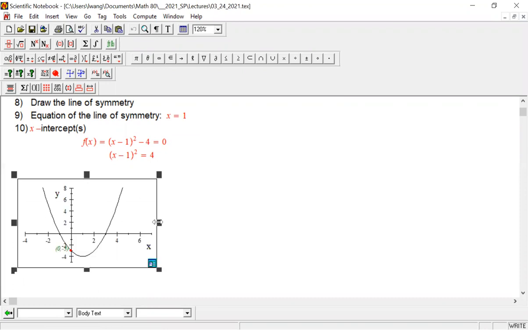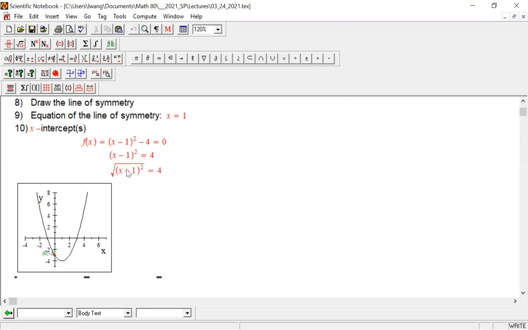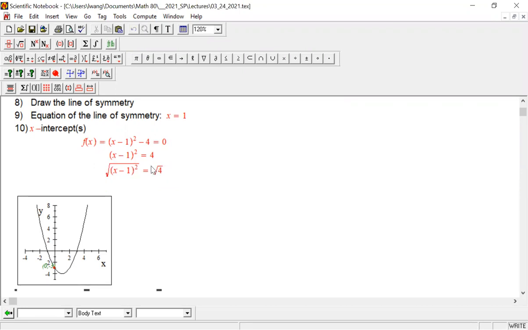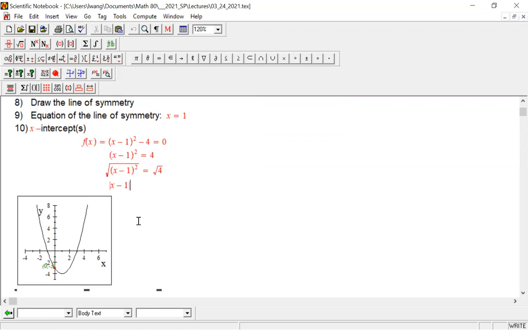Let me move this away just a little bit. Okay, so we're going to take a square root on both sides. Has this process become like a routine now, right? But still do it mindfully, okay? So we have this square root of something squared, and we know that's going to be absolute value of x minus 1 equals 2. Square root of 4 is 2.